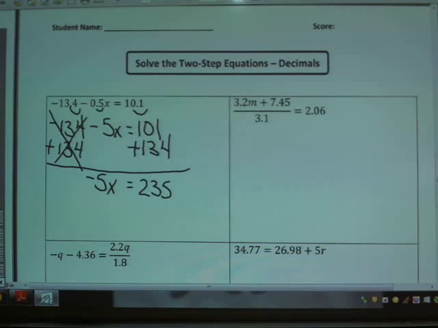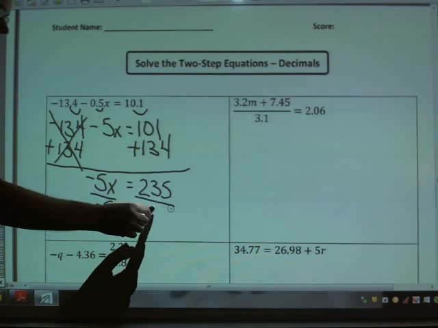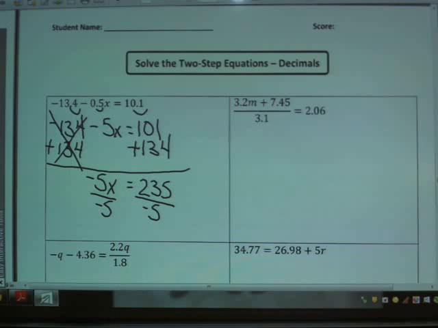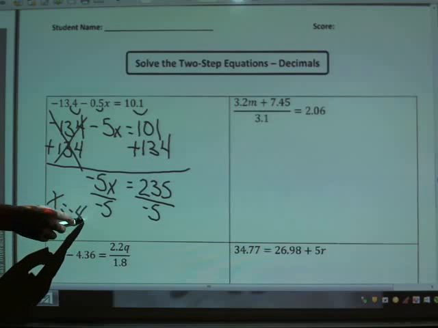All right, at this point then, this is a multiplication problem. It's a basic one step, so we know what to do. We know we're going to divide. I'm going to divide by negative 5 on both sides. So I'm going to take 235 and divide it by negative 5, which will be my solution. And in this case, that's going to give me an x value of negative 47.